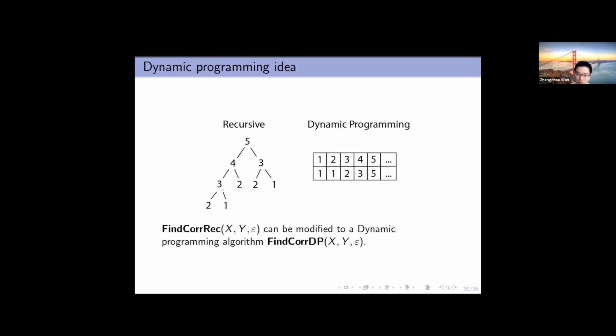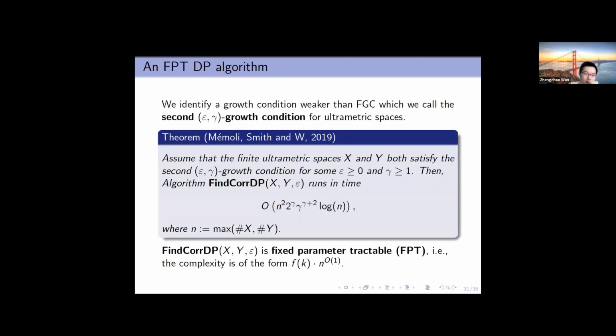Under the guidance of the idea of dynamic programming, we modify our recursive algorithm into a dynamic programming algorithm. I will skip the details of the algorithm, but just state the result. We also identify the second growth condition, which is weaker than the first growth condition. And we found that if two ultrametric spaces x and y both satisfy the second epsilon gamma growth condition, then the dynamic programming algorithm can be implemented in the following time complexity, where n is the maximum of the cardinality of x and y. A complexity of this form reveals that our algorithm is so-called fixed parameter tractable, which means the complexity is of the form of a product where the coefficient depends on some parameter of your input spaces, but the exponent is a constant independent of your parameter.